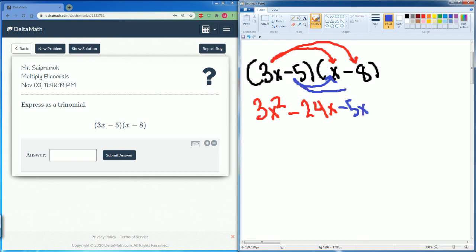Then negative 5 times negative 8 gets you a positive 35, I believe. Let me just check that on the calculator. No, positive 40. See? That's why you should always check using your calculator.